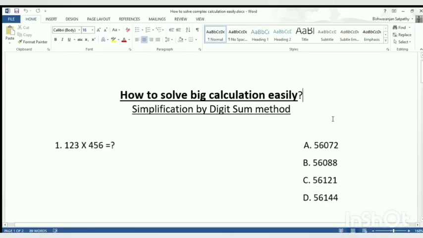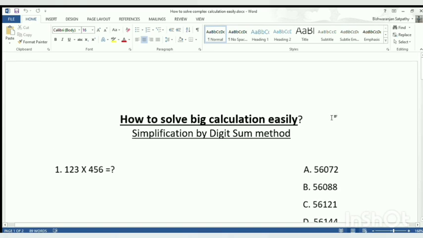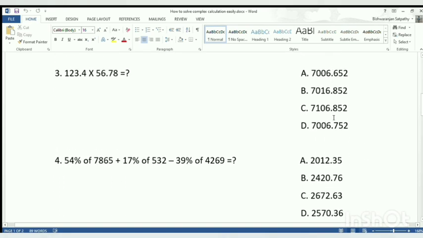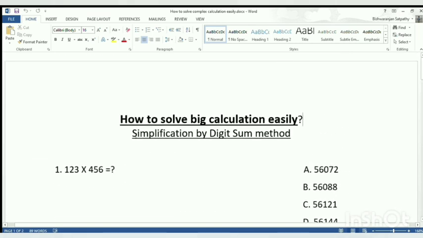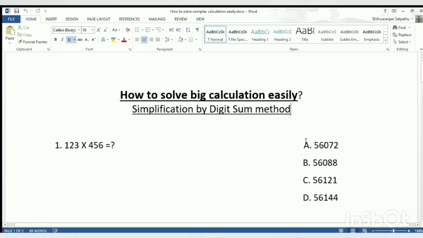So we have moved on to our laptop screen, and here you can see the list of questions which we will discuss right now. These questions are generally termed as simplification questions, I have mentioned here, and we will use the digit sum method to fulfill our requirements, which is to solve these questions as fast as possible. Okay, and I will tell you about this method, so bear with me and watch the full video so that you can grasp all the things. Okay, so let's move on.